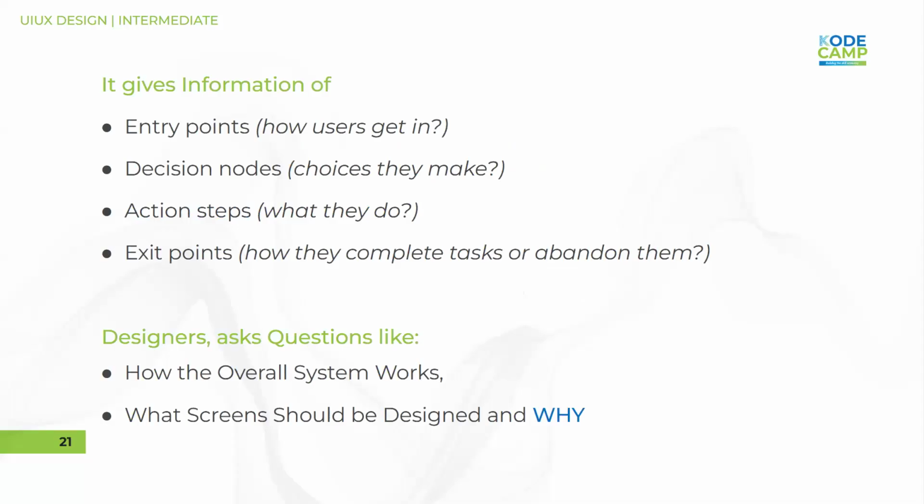So what types of information does a UX workflow give? We have entry points, which are how users get in; decision nodes, the choices they make; actions, what they do; and exits, how they complete tasks or how they abandon them.